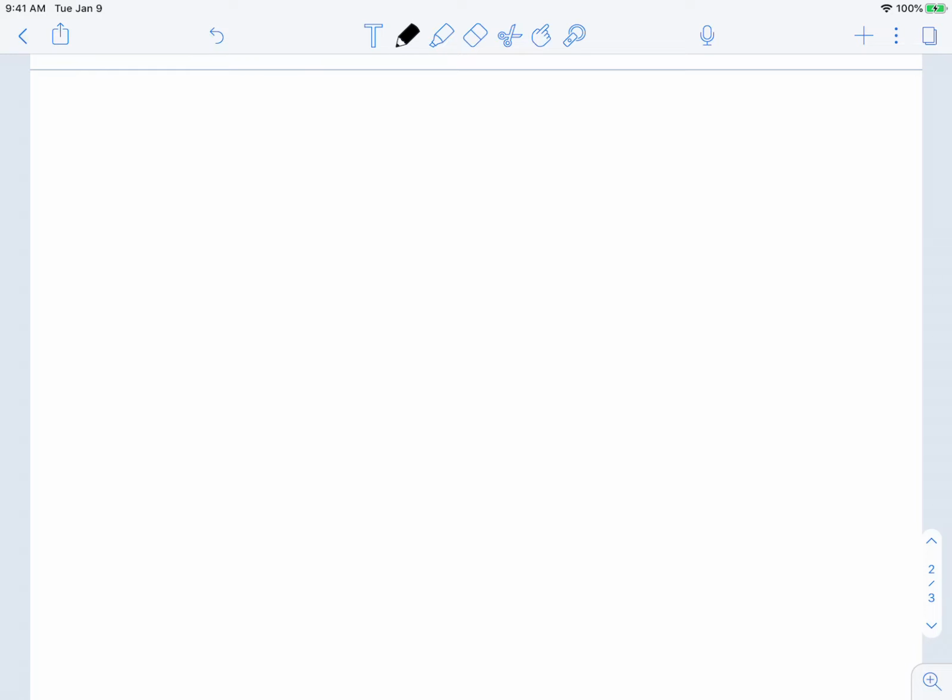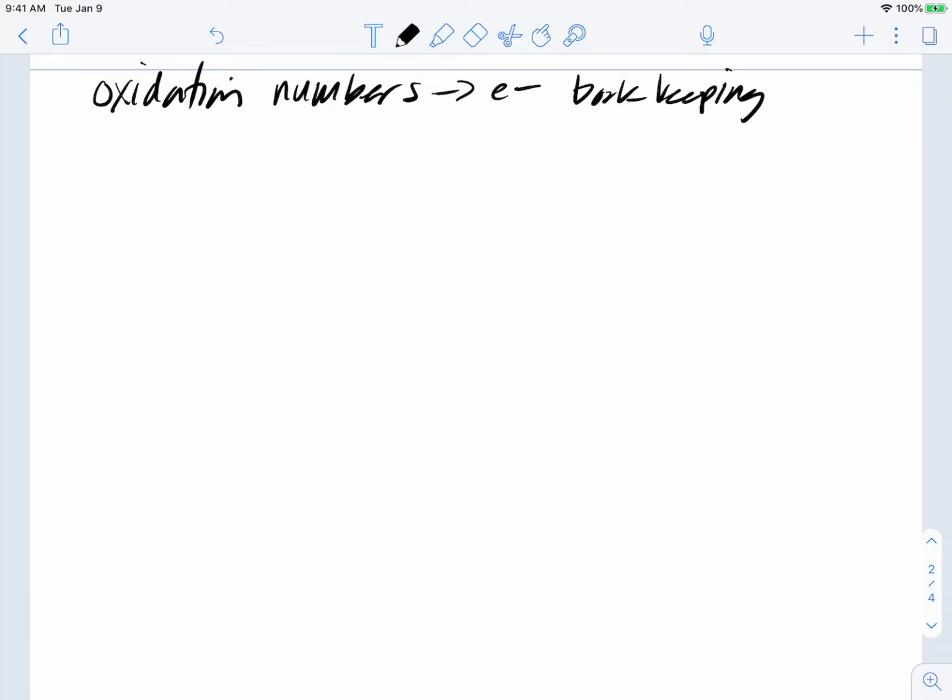So as a review, we looked at oxidation numbers as a way for electron bookkeeping. And here's the reason why. And let me just give you kind of an example of why this is needed.